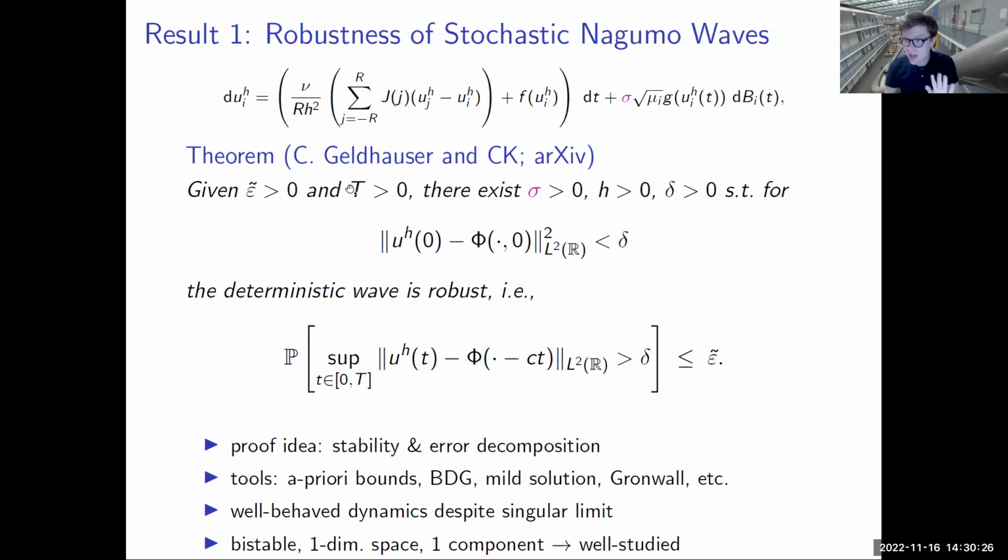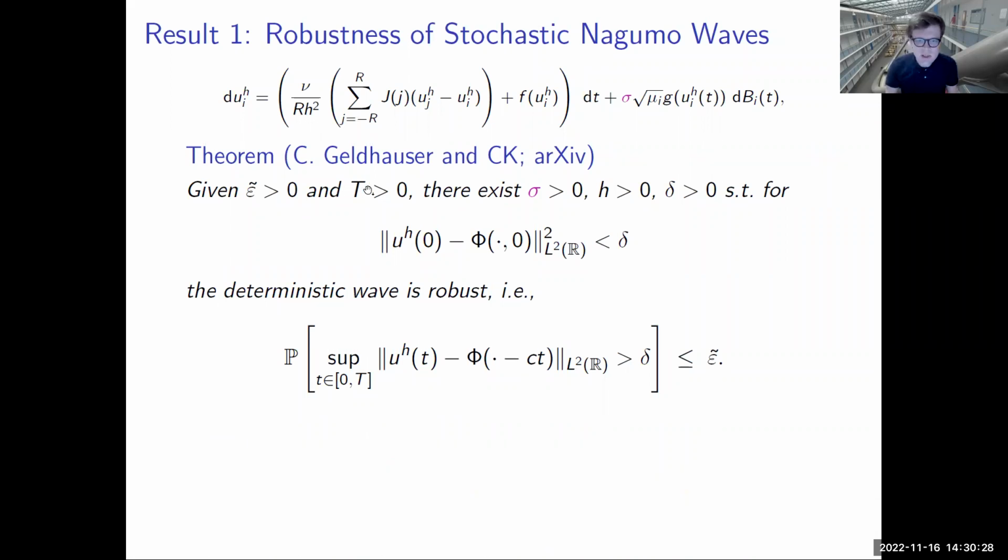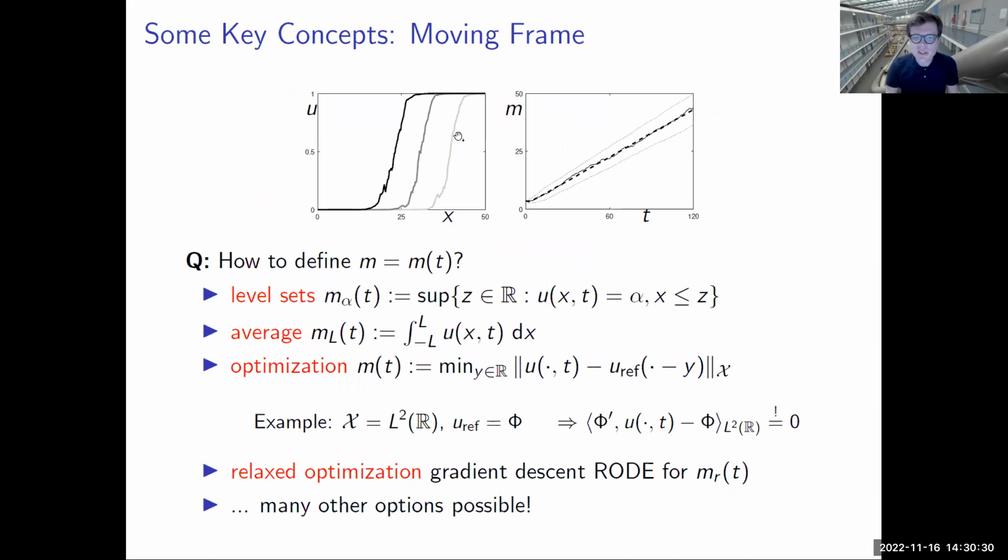So the stochastic wave is there. And this means also to a certain extent, these types of behavior that look like a normal wave are not an accident, they are normal. At least if the deterministic wave is stable.